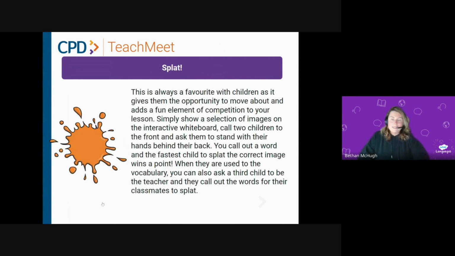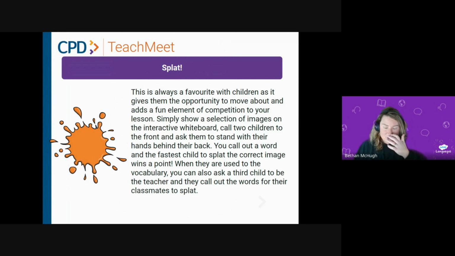Another game that is incredibly popular without any preparation really is Splat. This is always a favorite because children can move around and you can do this in different ways. You could put pictures on the interactive whiteboard. You call two children to the front. They stand with their hands behind their back. You call out a word. The first one to splat the correct image wins the point. You could even get another child to actually be the teacher and call out the words.